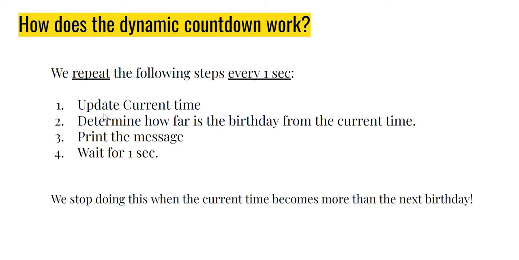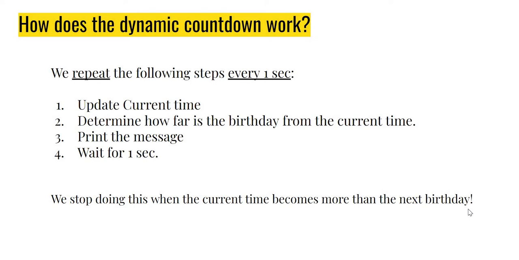Well, first thing first, we update the current time, which means that every 1 second the time is changing. So we update that. We determine how far is the birthday from the updated current time. We print the message and then we wait for 1 second. Now, when do we stop doing this? Well, we stop doing this when the current time becomes more than the next birthday, because that's logical. At that point, your birthday has already come.